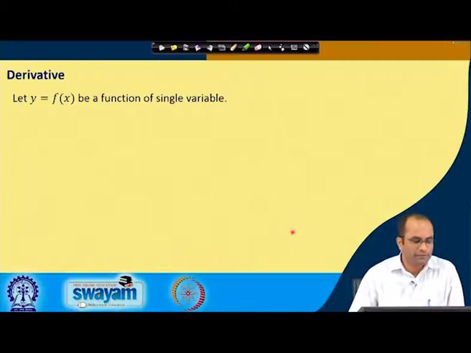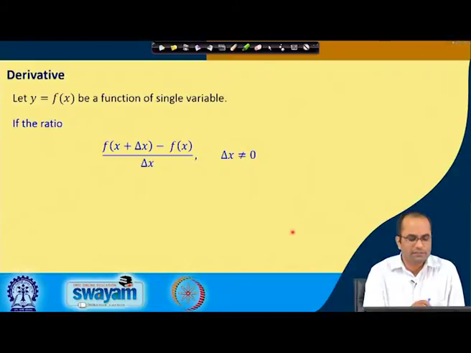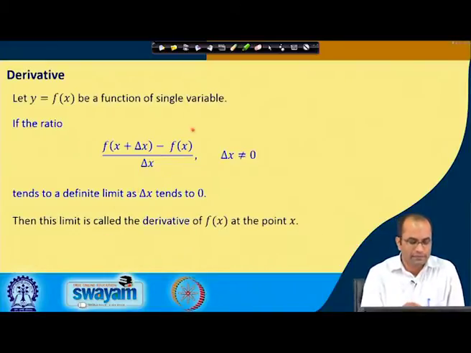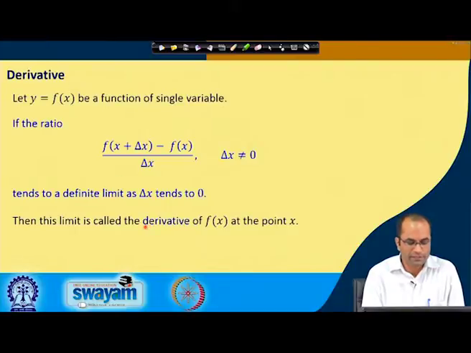So, let y = f(x) be a function of a single variable, and consider this ratio: f(x + Δx) minus f(x). This is the difference when we make an increment Δx in x, minus the value of f at x, divided by this increment. If this ratio has a definite limit as Δx tends to 0, then we call this limit the derivative of the function f(x) at the point x. So, that is the usual definition of the derivative.